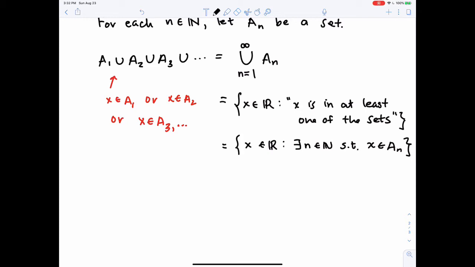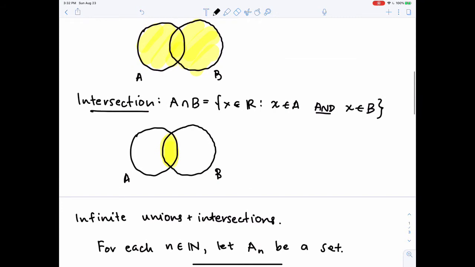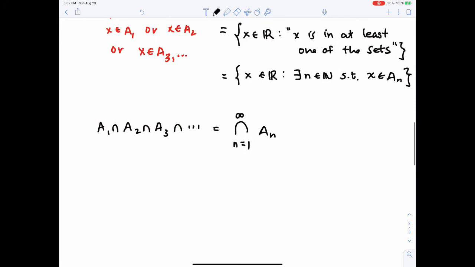So then what if I wanted to talk about infinite intersection? We can list this out as a bunch of intersections with dots, or more concisely, we can say this is a giant intersection over the A sub n's. And remember what intersection was up here of two sets, it just meant that you had to be in both sets. So if I've got three sets, like A1, A2, and A3, it means that x should be in all three sets.